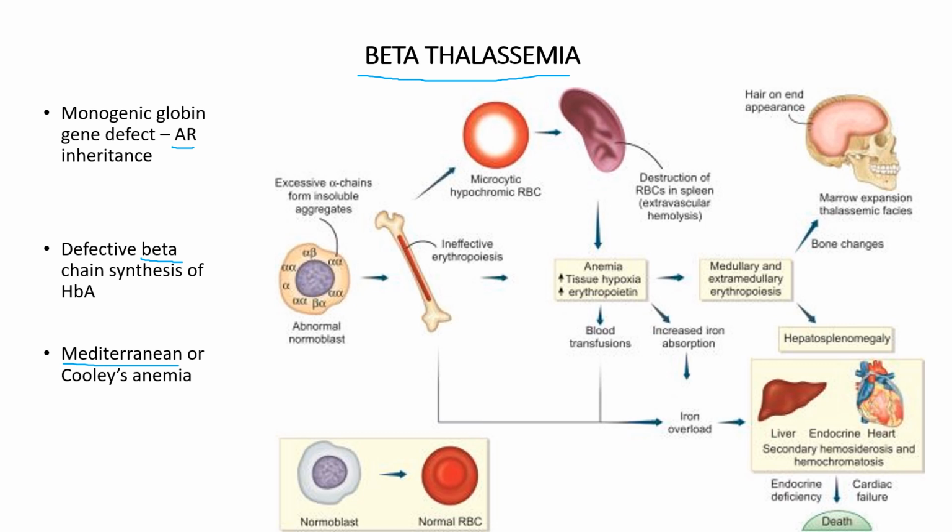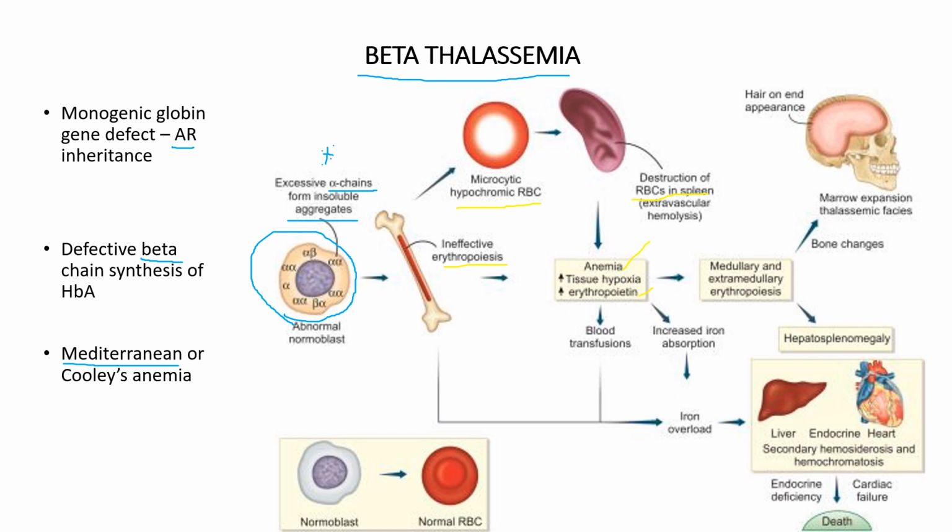You can see the pathogenesis here. There is defective beta chain synthesis, but alpha chain synthesis is normal, so there are excessive alpha chains which form insoluble aggregates, and this is mainly involved in the pathogenesis of hemolytic anemia, because these excessive alpha chains initiate the hemolysis. So we can see microcytic hypochromic RBCs that undergo destruction in the spleen, causing extravascular hemolysis due to ineffective erythropoiesis, leading to anemia. And because of anemia, there is hypoxia and increased EPO, erythropoietin production.